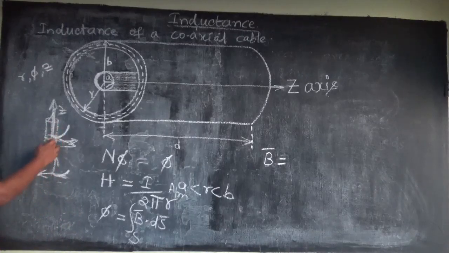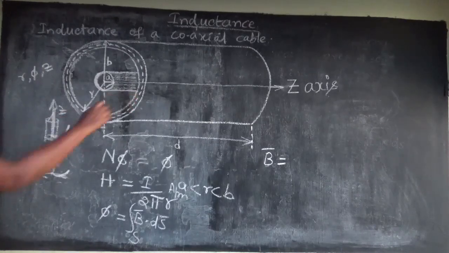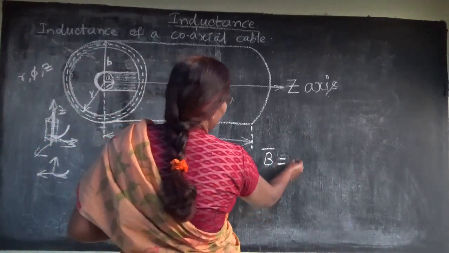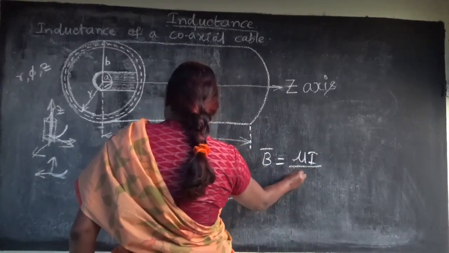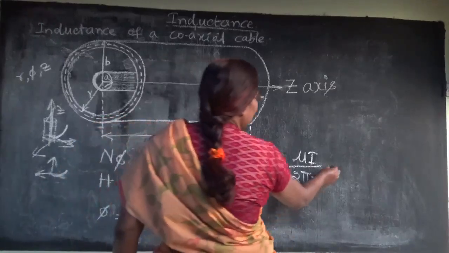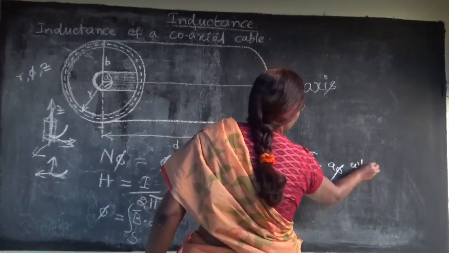ఒకవేళ ఇది కనుక ఇలా సిలిండర్ ఉంటే కనుక, ఈ సిలిండర్ ఉంటే ఈ రేడియస్, ఈ z ఇక్కడ దాకా ఈ ఏరియా మొత్తం కూడా స్ప్రెడ్ అయి ఉంటుంది అన్నమాట. సో ఏమవుతుంది, వాట్ ఈస్ B bar? మై B bar ఈజ్ గోయింగ్ టు బి mu I by 2πr into a_phi bar Weber per meter square.